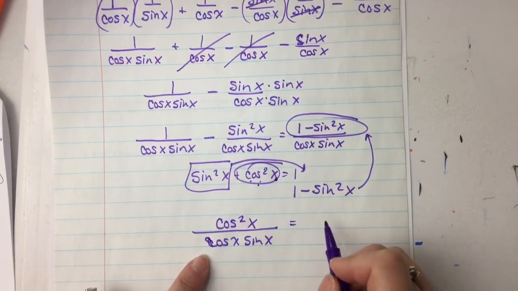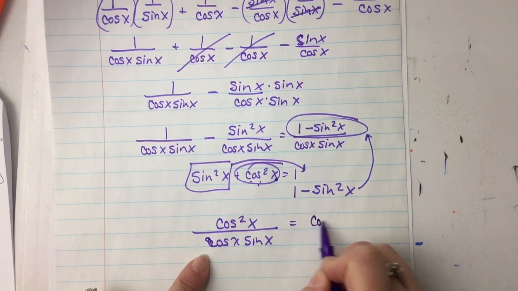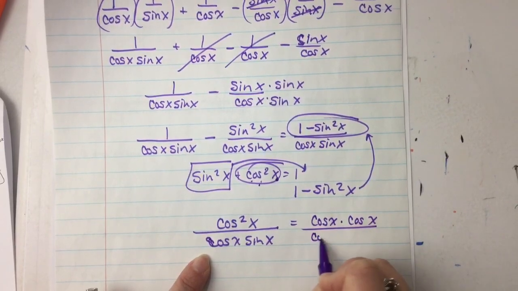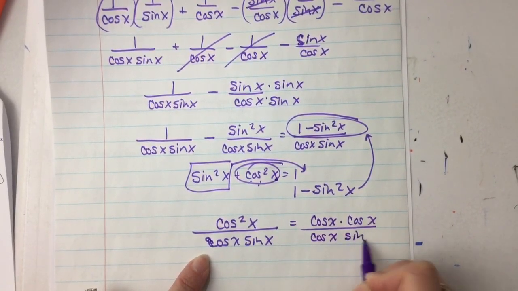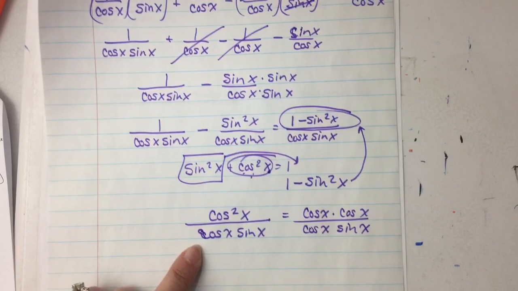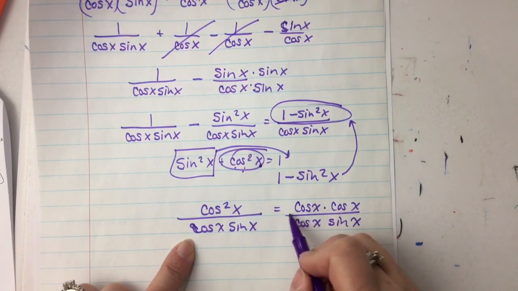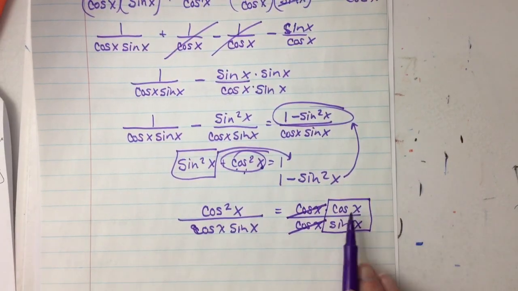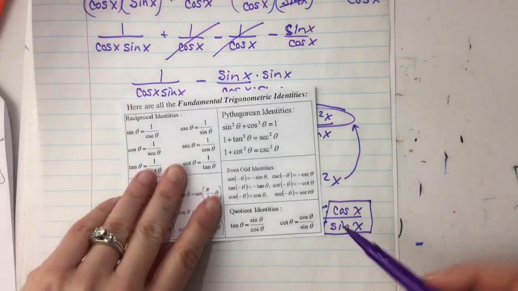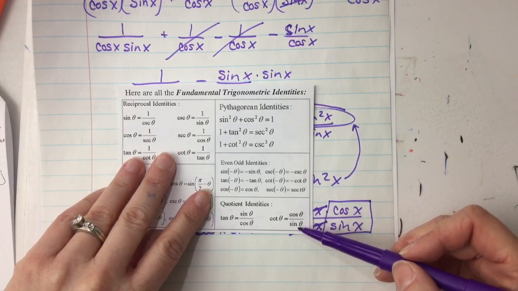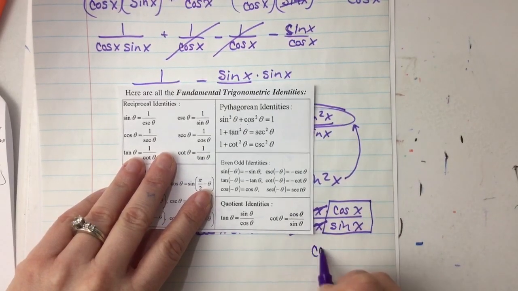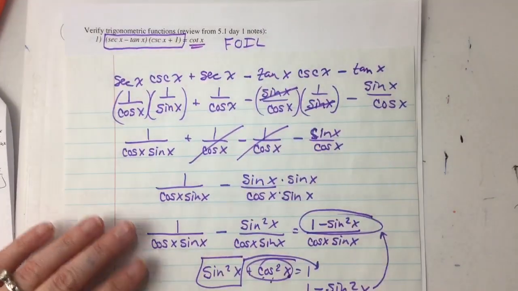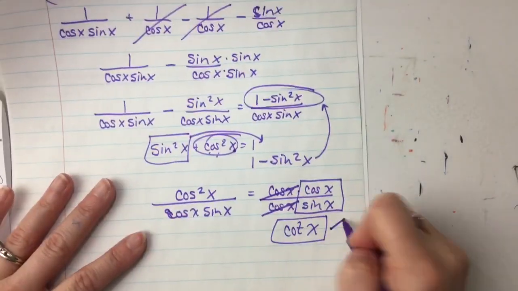This means I have two of them. So I have cosine of x times a cosine of x, cosine of x times a sine of x. Well, I have the same thing on top and bottom. This cosine of x can cancel this cosine of x, leaving me cosine of x over sine of x. Check this out. Cosine of x over sine of x is the same thing as a cotangent of x. That's what we were trying to prove, ladies and gentlemen, and we did it.